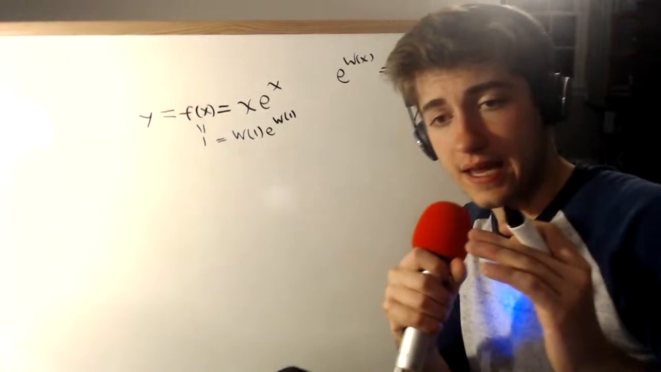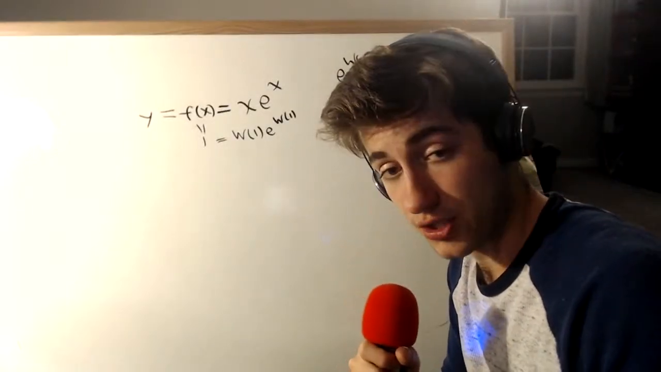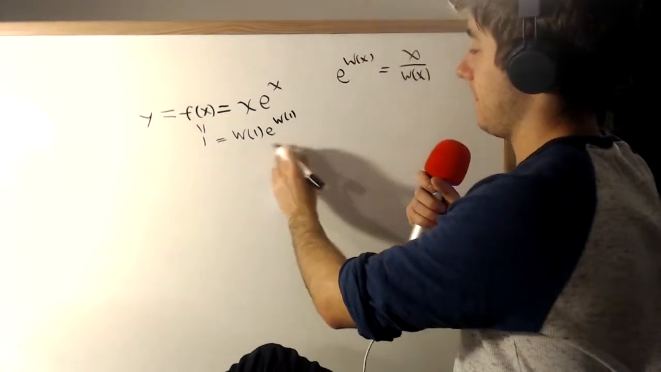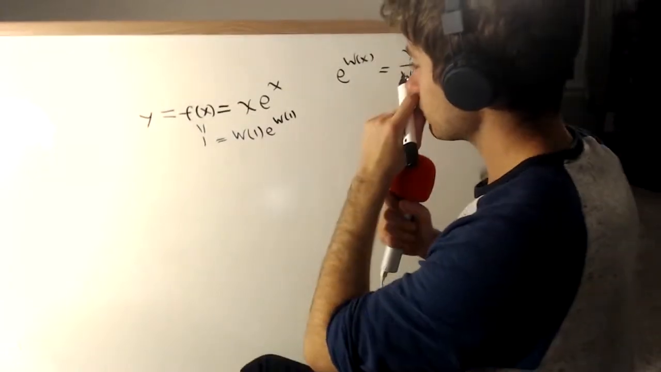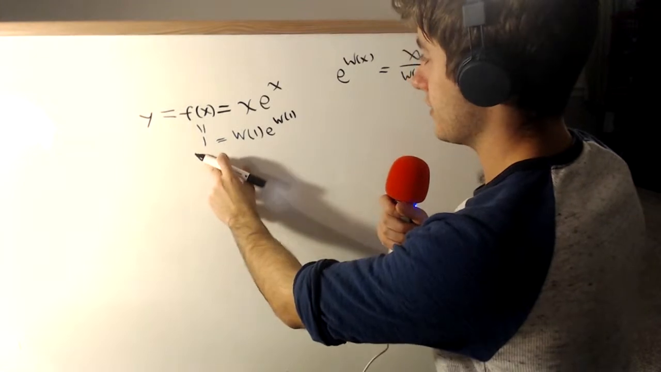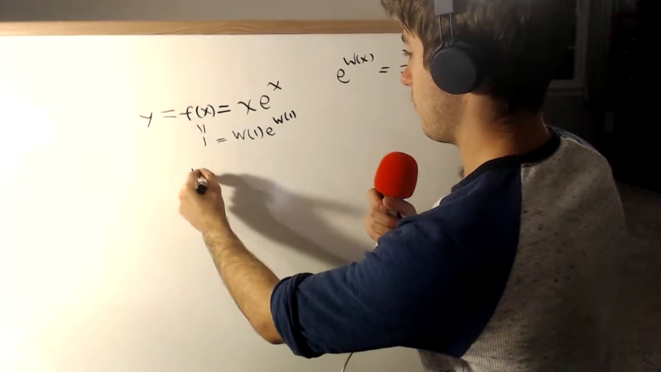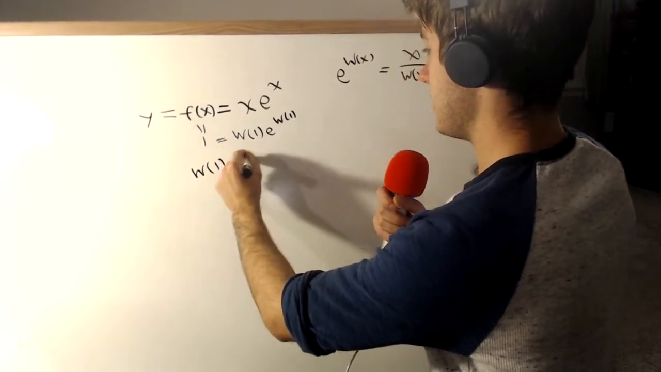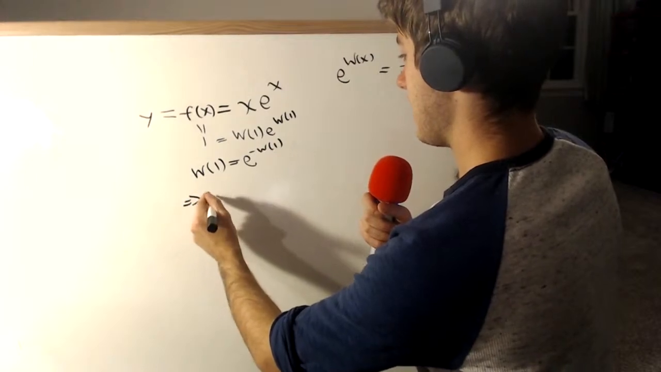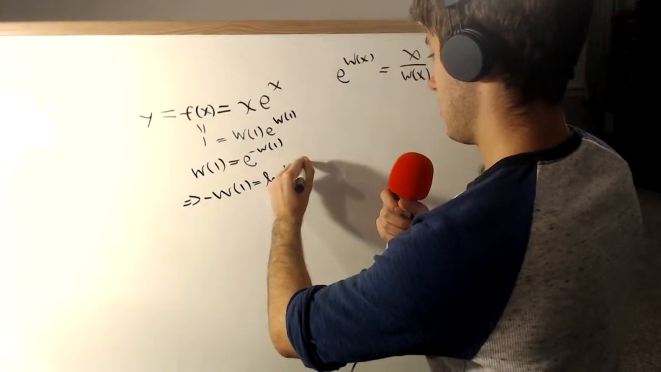Now W is a multi-valued function when considered in the complex plane, and so it has branches. I'm talking about the principal branch right now. W of 1 is special in this way because this is just 1 over here, so we don't really need to include it. And what do we end up with? We end up that W of 1 is equal to e to the negative W of 1, which implies that negative W of 1 is equal to the logarithm of W of 1, which is neat.